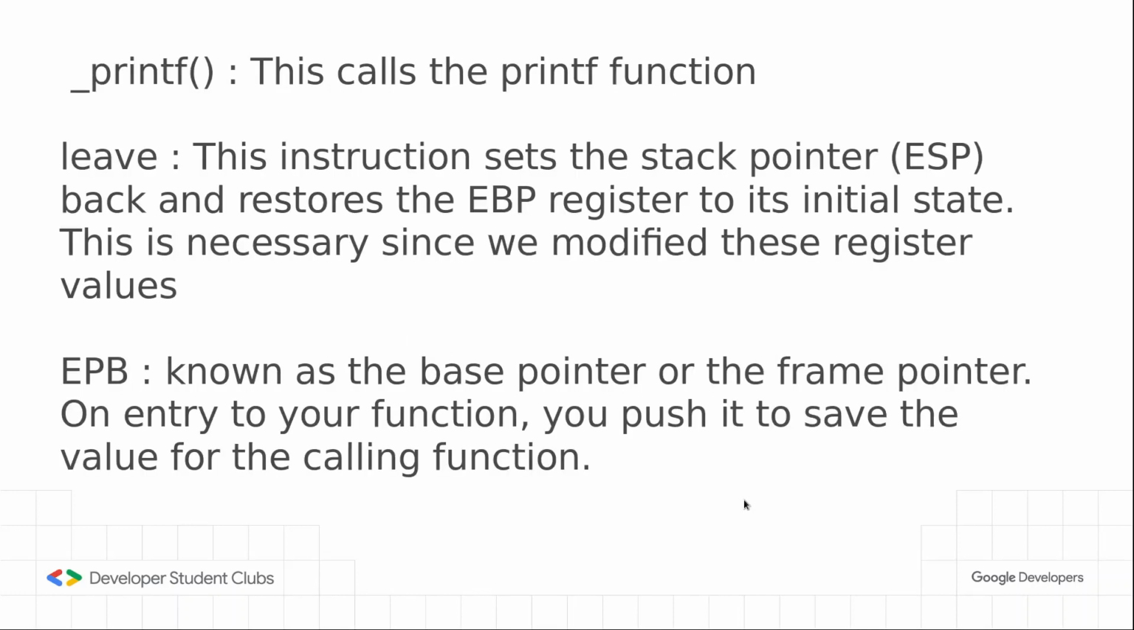This slide is fairly easy to understand. The printf function is being called with the instruction _printf. Also remember, we altered the value of EBP and ESP, which stand for base pointer and stack pointer respectively. The leave instruction sets the stack pointer ESP back and restores the EBP register to its initial state. Now EBP, again standing for base pointer, is also known as frame pointer, and is used in the entry to your function and it pushes the value for calling the function.